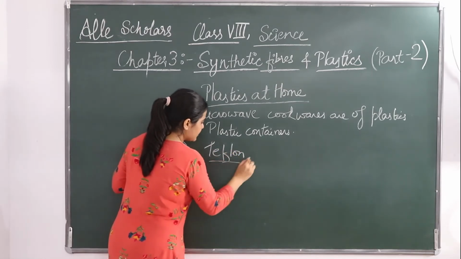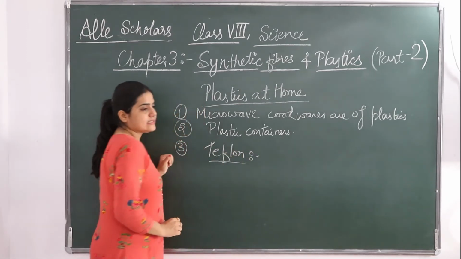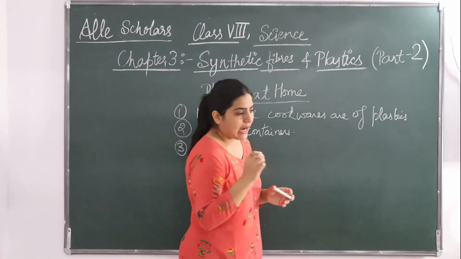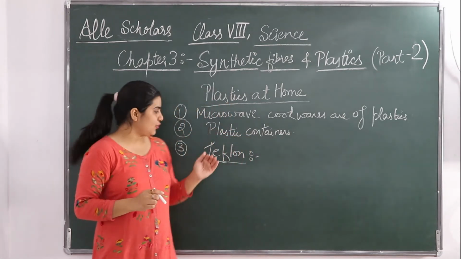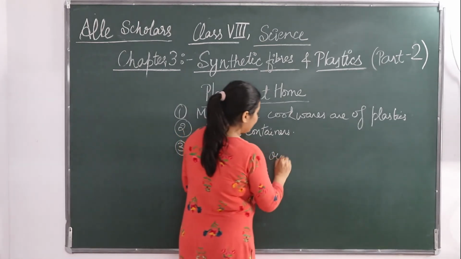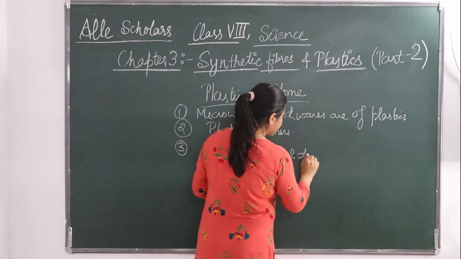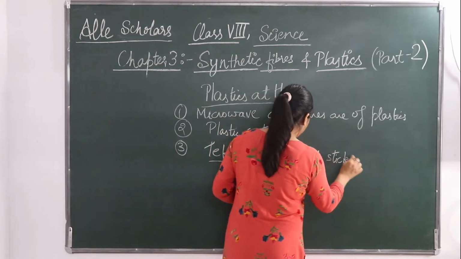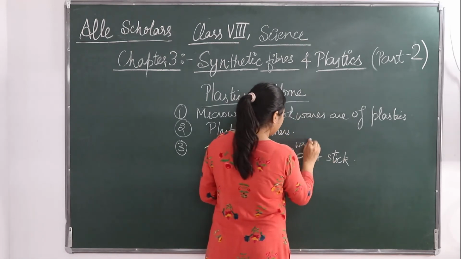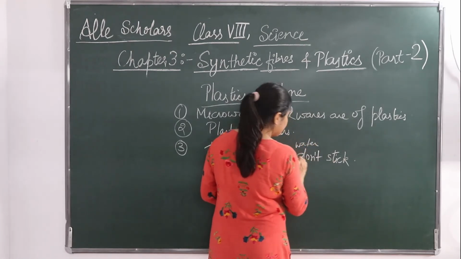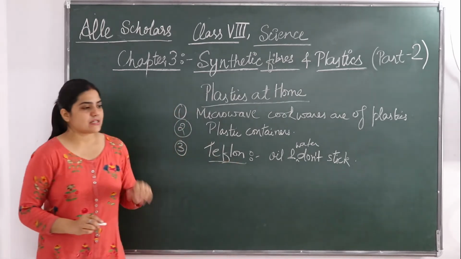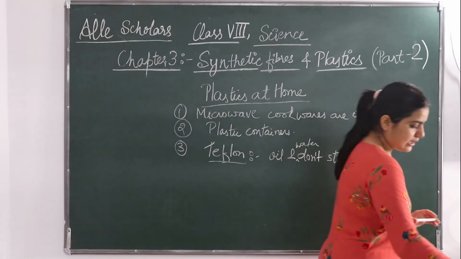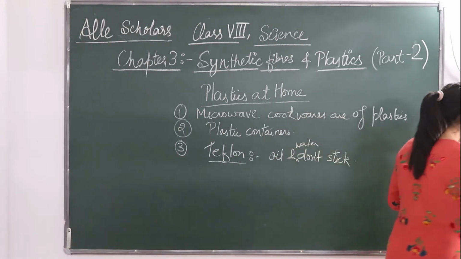Okay. So what is this Teflon plastic? This Teflon is a special type of plastic in which oil and water do not stick. So it is used as a non-stick coating on many cookware.